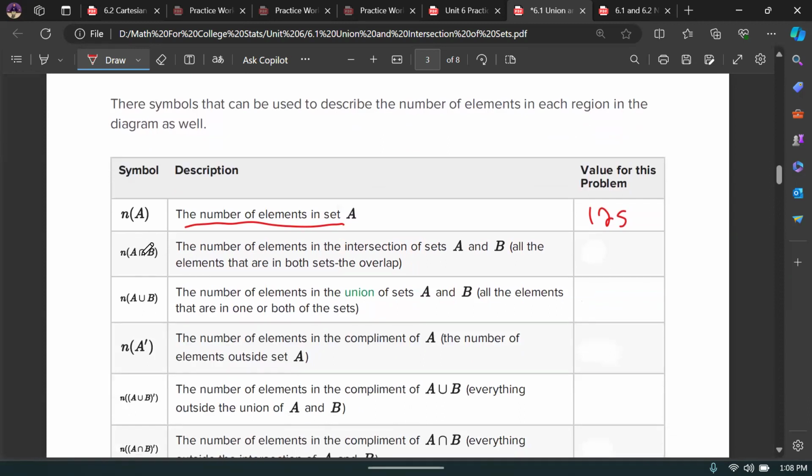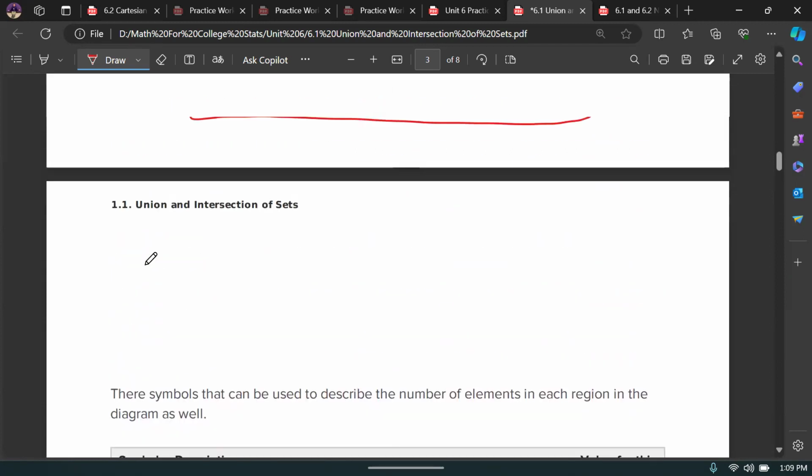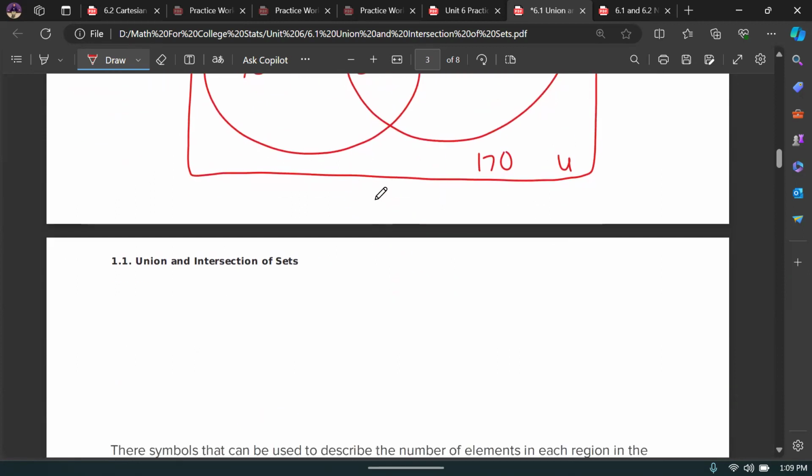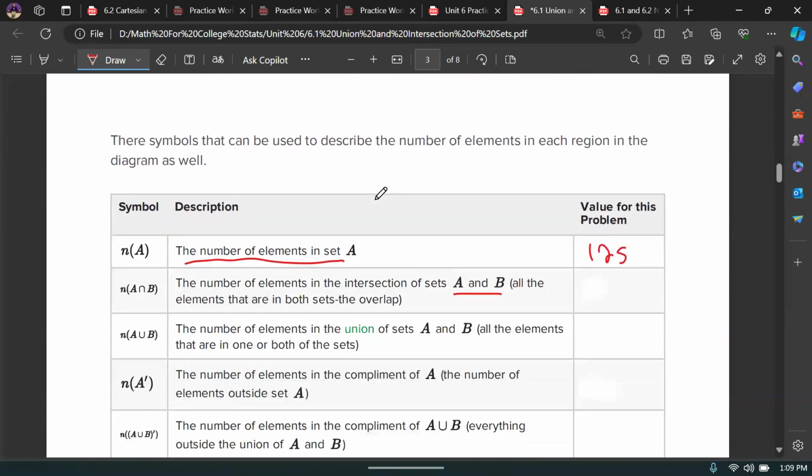Now, this is the intersection symbol, this little arch. So A and B is how we read that, right? And of course, the N is the number of elements in A and B. So basically it's saying how many are intersecting, how many people are in both A and B. In this case, that's the 52. A and B is the 52. That's how many elements, how many people were there. So for this problem, it's 52.